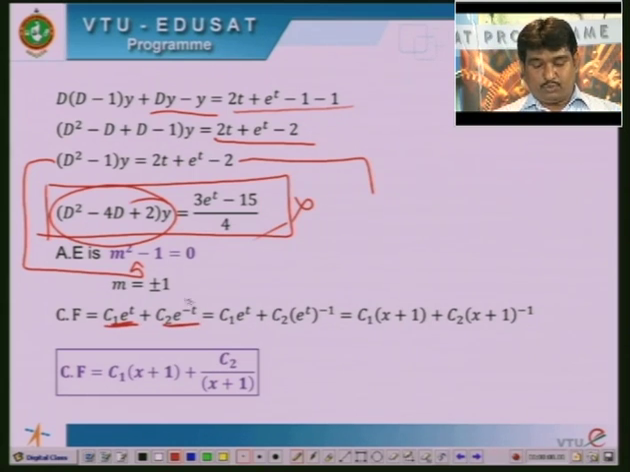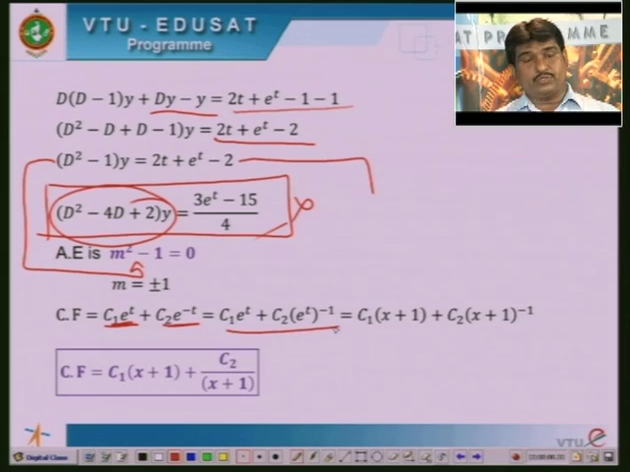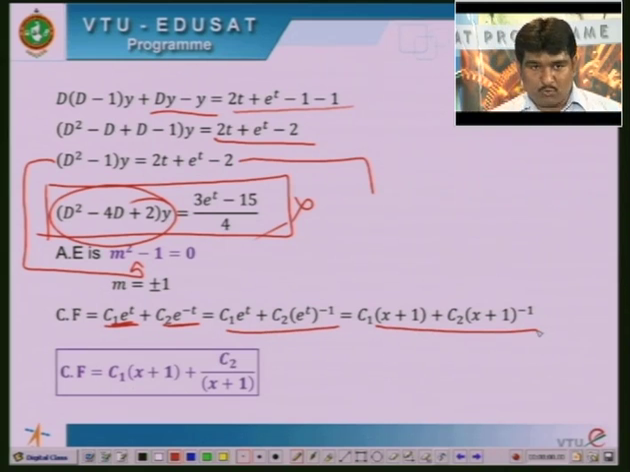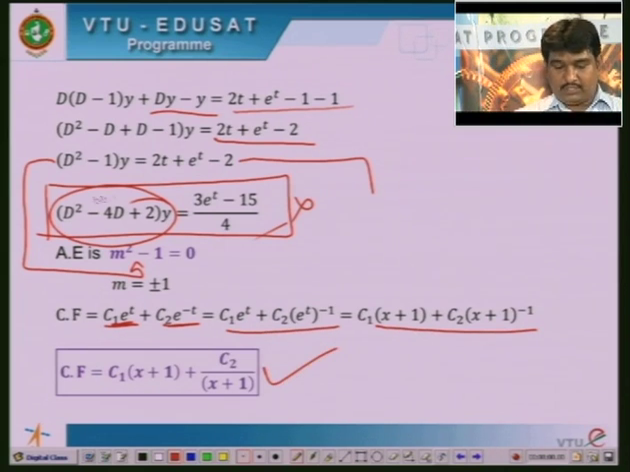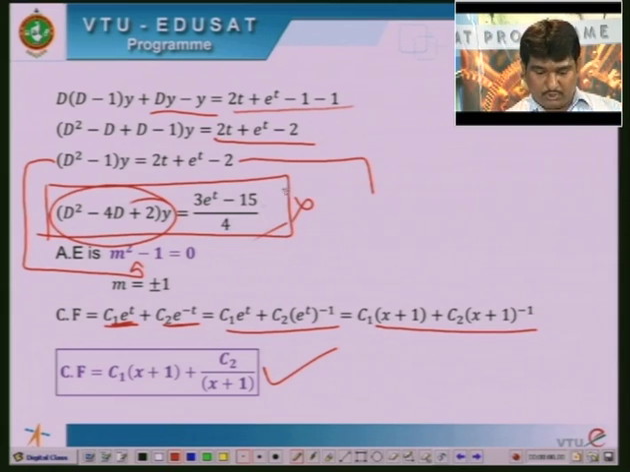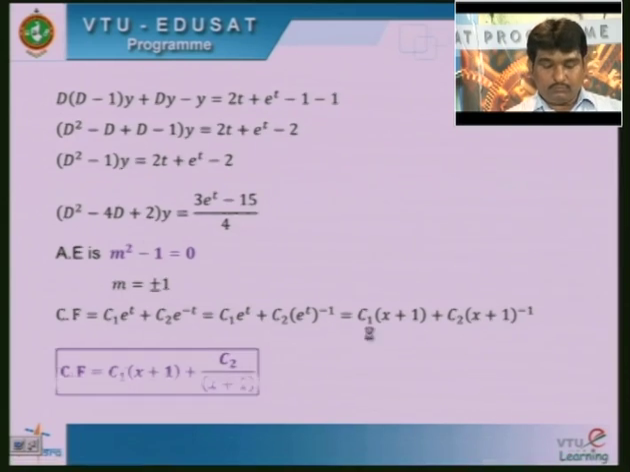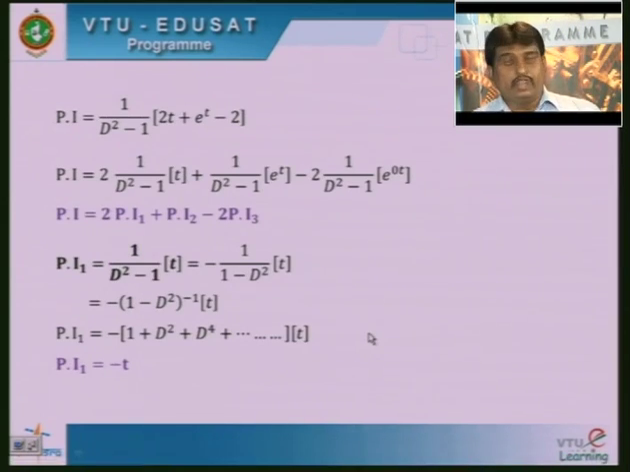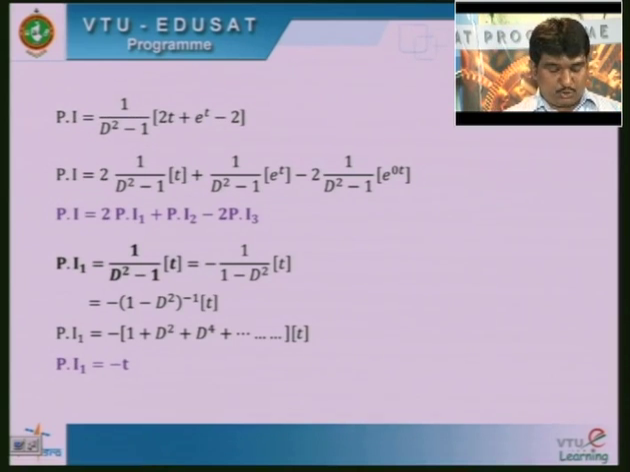The CF corresponding to the root minus 1, you write this using the law of indices and then you replace t by x plus 1. You will get the CF in this manner. So this other line is not part of this question, so you omit it. Done. Now PI is 1 by D square minus 1 operated on 2t plus e to the power of t minus 2.